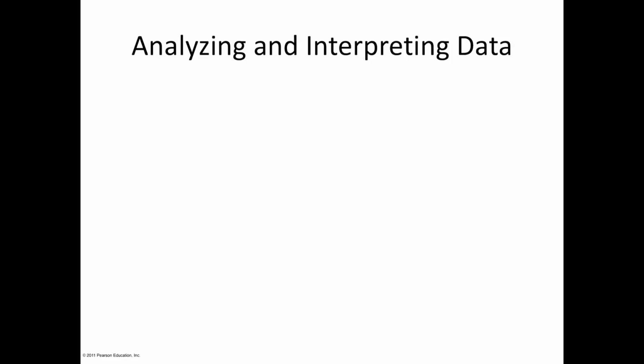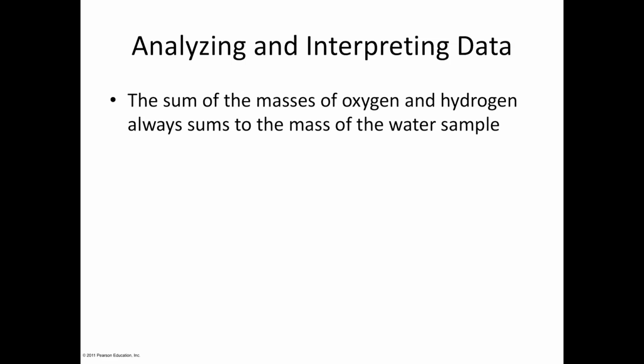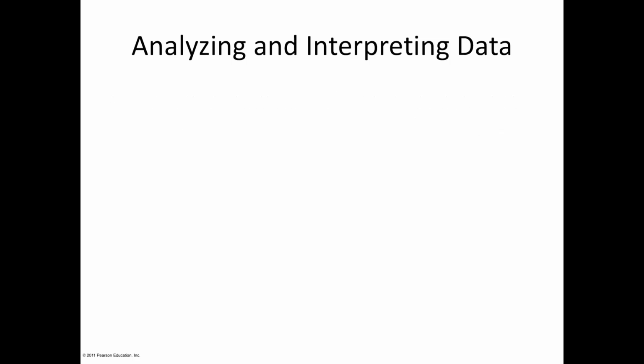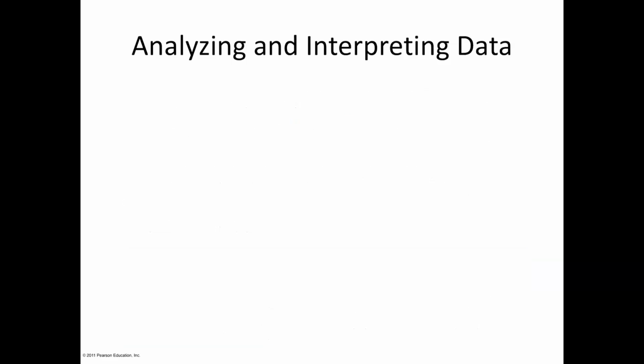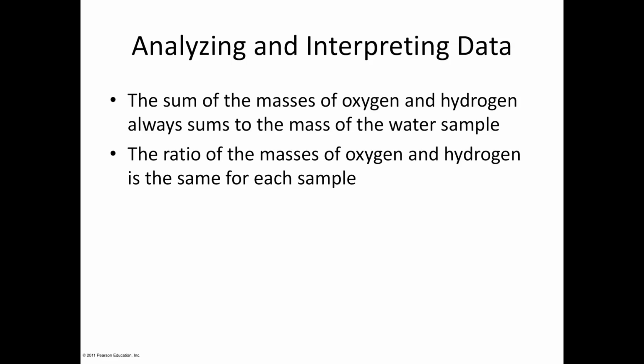Okay, so hopefully you paused it. Let's look. Something that I noticed is that the sum of the masses of oxygen and hydrogen always sums to the mass of the water sample. So 17.8 plus 2.2 gives you your 20. The 44.4 plus 5.6 gives you your 50. The 88.9 plus 11.1 gives the 100. So whatever you got for hydrogen and oxygen sums back up to the starting mass of water that you had before you decomposed it. The ratio of the masses of oxygen and hydrogen is the same for each sample.